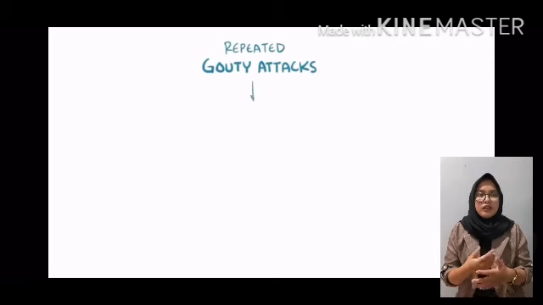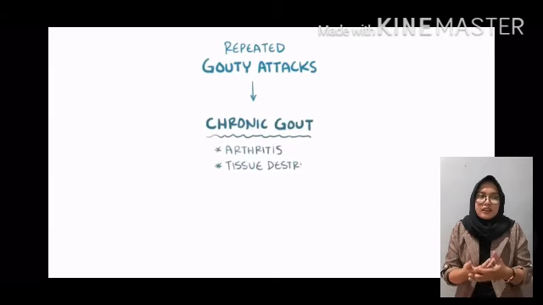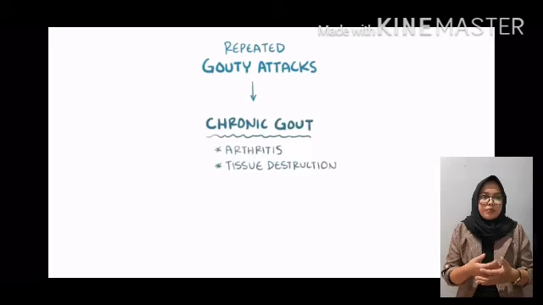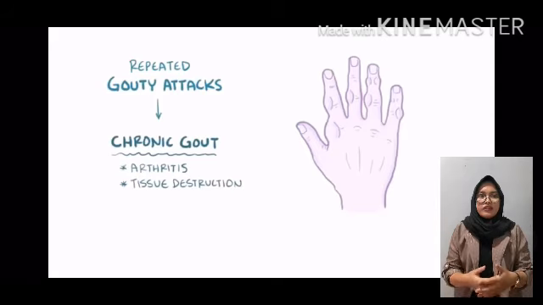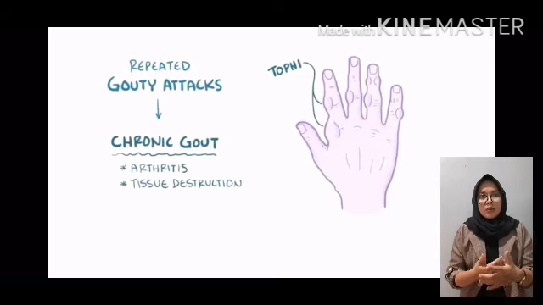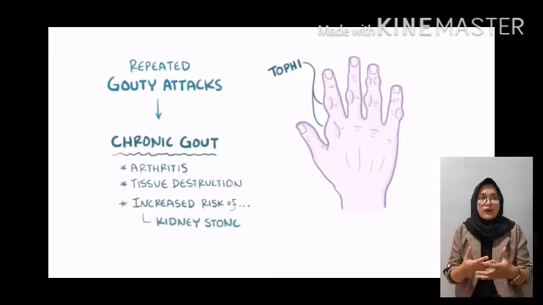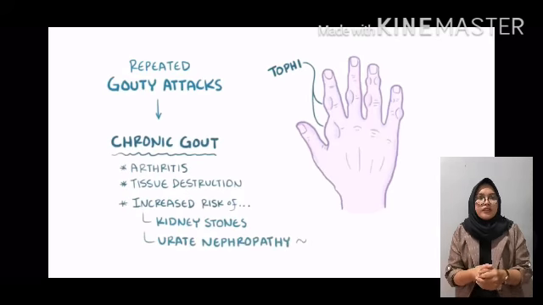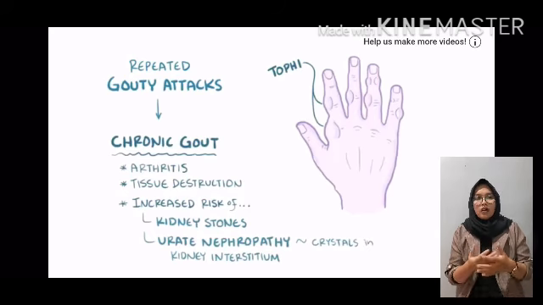Over time, repeated gouty attacks can develop into chronic gout, which is a type of arthritis with joint tissue destruction and permanent joint deformity. Chronic gout can eventually lead to permanent deposits of uric acid crystals, called tophi, which form along the bone just beneath the skin. Individuals with chronic gout are also at an increased risk of kidney stones made of uric acid, as well as uric acid nephropathy, which is damage with uric acid crystals in the kidney.